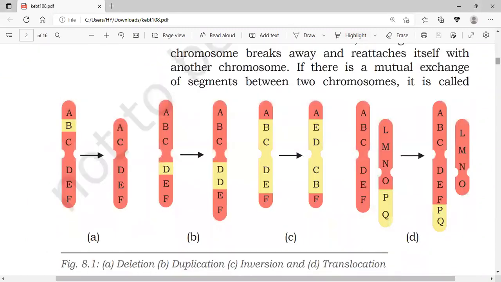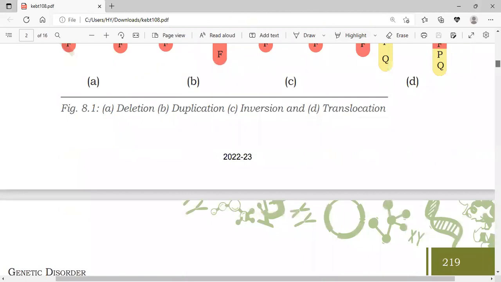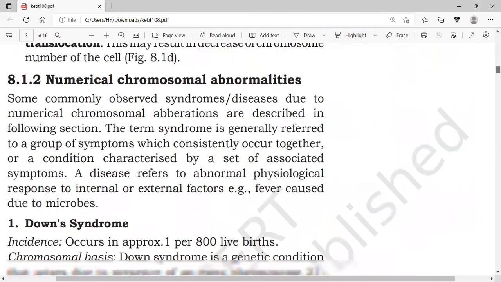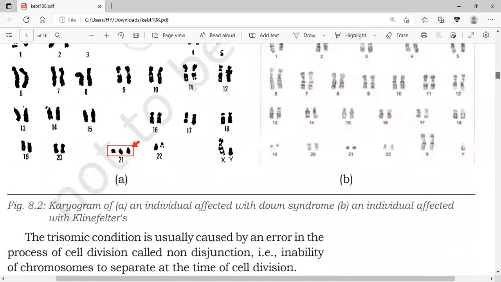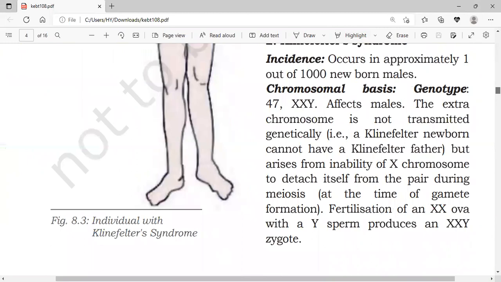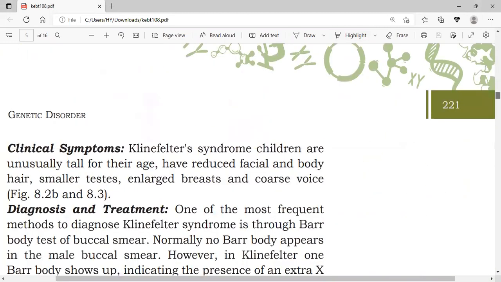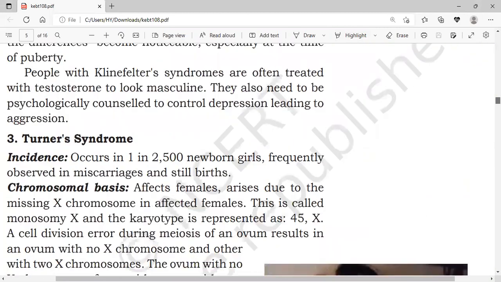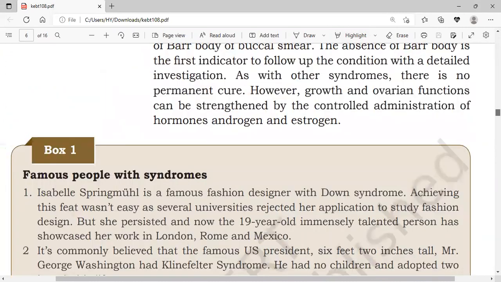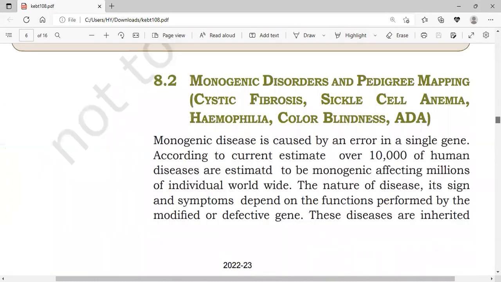We have discussed the types and the mechanisms of genetic disorders: translocation, inversion, deletion. We have discussed Down syndrome. We have also discussed the symptoms and diagnosis of Klinefelter syndrome, the clinical symptoms and diagnosis of Turner syndrome, and we have discussed the famous people with these syndromes.